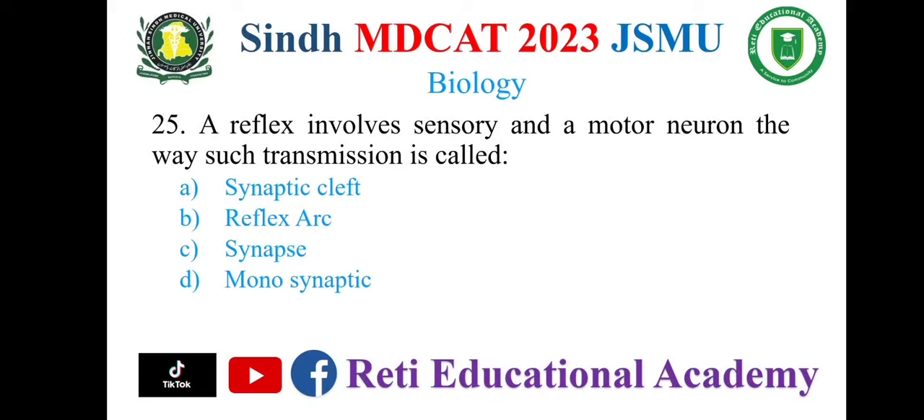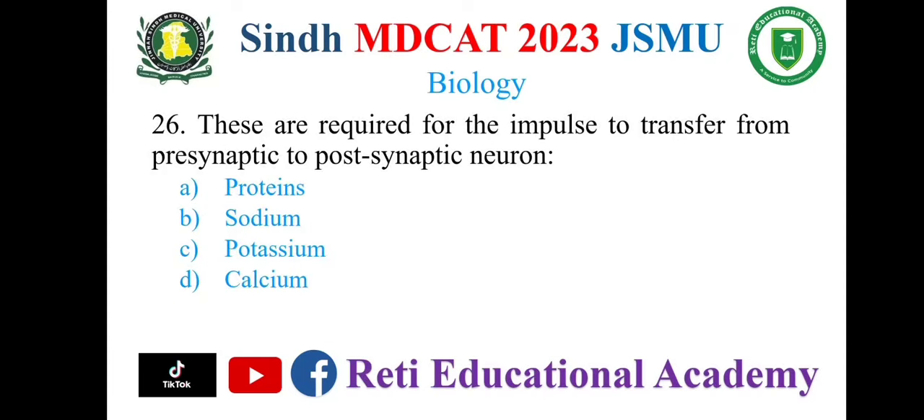Question number 25. A reflex involves sensory and a motor neuron. The way such transmission is called A. Synaptic cleft. B. Reflex arc. C. Synapse. D. Monosynaptic. The correct option is B. Reflex arc.